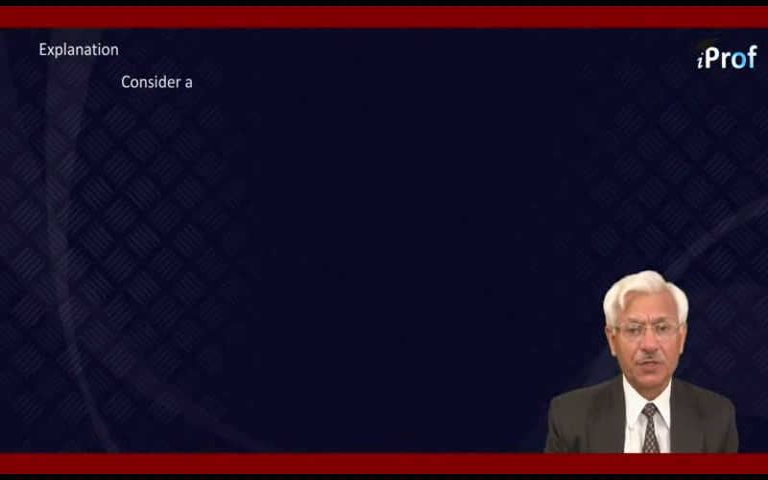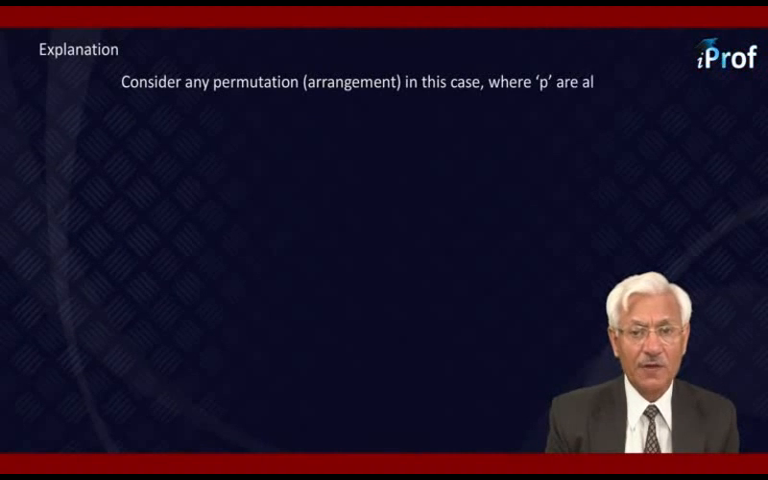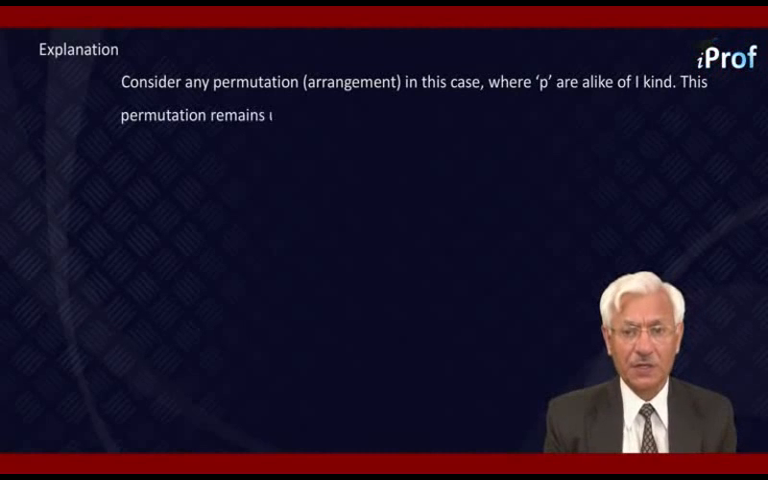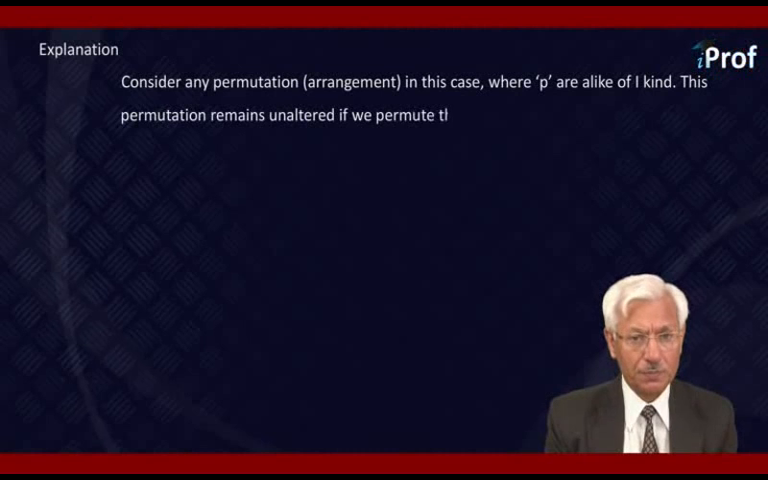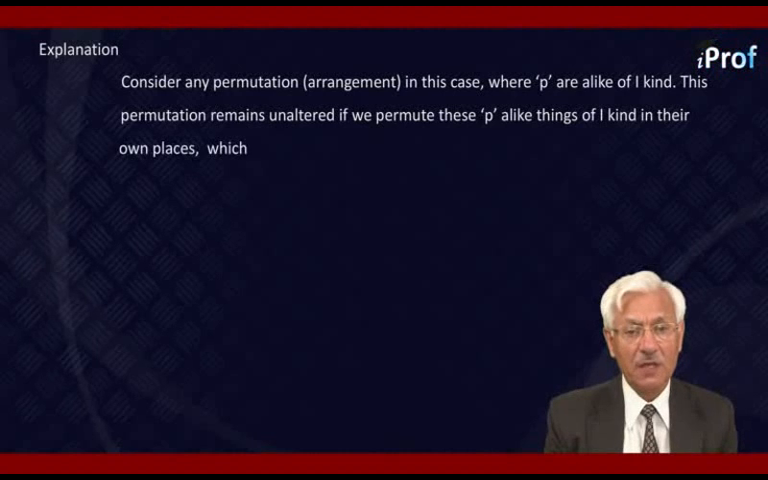Consider any permutation, that is, arrangement, in this case where p are alike of first kind. This permutation remains unaltered if we permute these p alike things. They are all alike, which gives us p factorial ways.